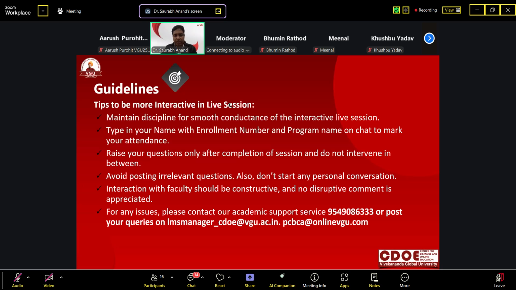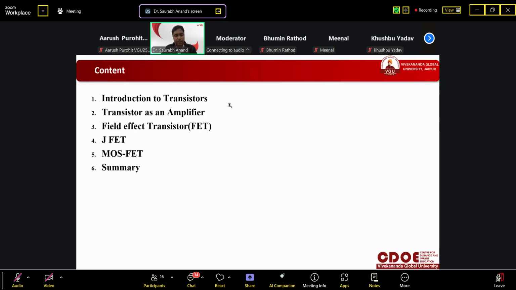These are the common guidelines that you have to follow. These are the topics that we will discuss today. What is a transistor? We will give the overview. What is the use of a transistor, that is, as an amplifier? We will understand it. We have a different transistor also, that is the field effect transistor. In short, we write FET, and the types of FET are JFET and MOSFET.